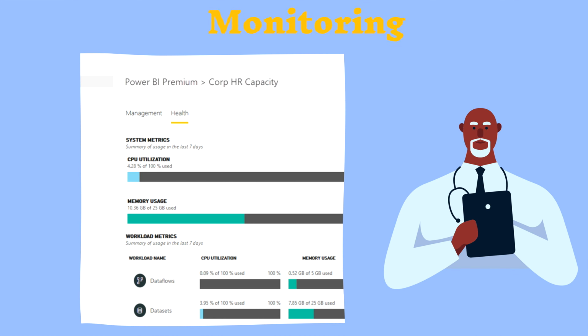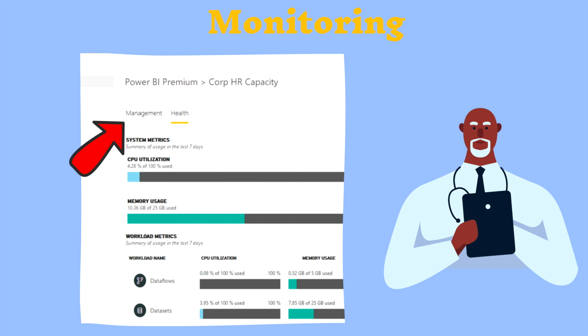Now let's talk about monitoring. How can we monitor our Power BI Premium capacities? For that, you have to go again to your capacity settings and click on any of the capacities that you have assigned. Once you click, you will get two options, as you can see on my screen: management and health.